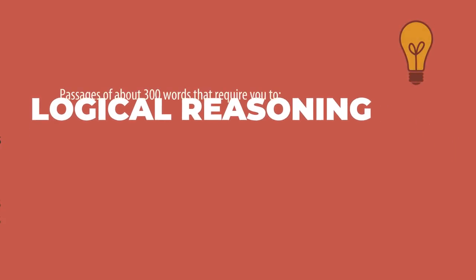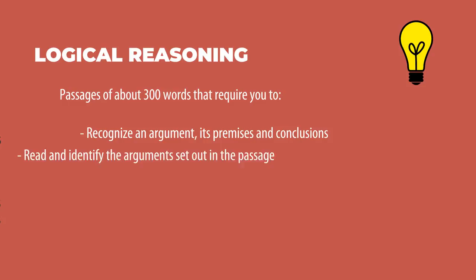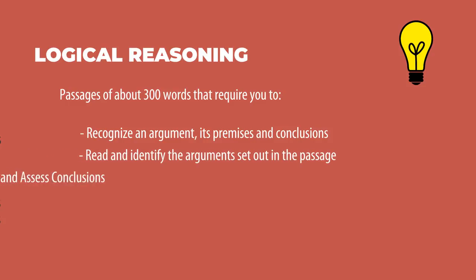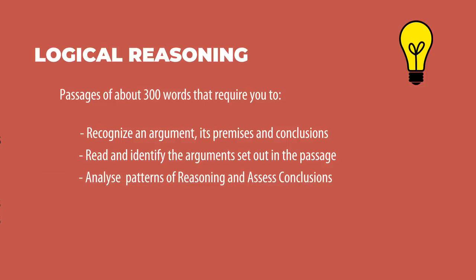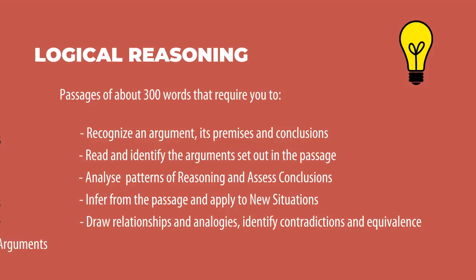The logical reasoning section of the UG CLAT 2020 will include a series of short passages of about 300 words each. Each passage will be followed by one or more questions that will require you to recognize an argument, its premises and conclusions, read and identify the arguments set out in the passage, critically analyze patterns of reasoning and assess how conclusions may depend on particular premises or evidence, infer what follows from the passage and apply these inferences to new situations, draw relationships and analogies, identify contradictions and equivalence, and assess the effectiveness of arguments.